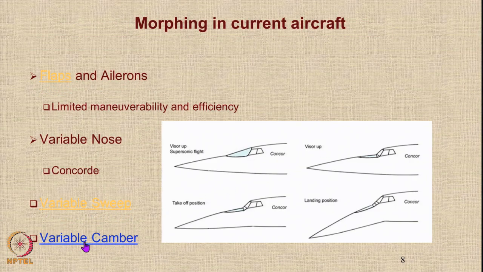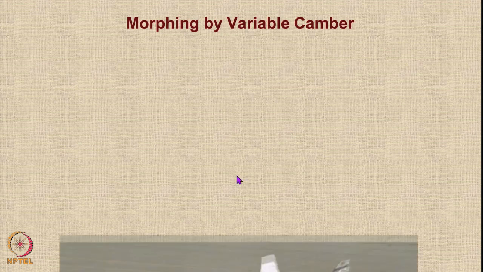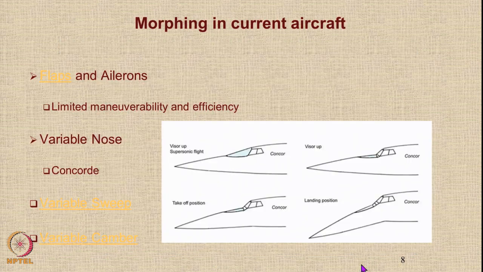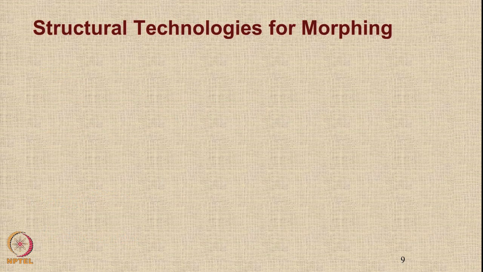We also have variable camber. Okay. In variable camber, such as this aircraft, the F-18 Super Hornet, you can actually change the camber of the wing to a desired value at various mission segments. But this experiment was ultimately not very successful, and it was concluded that the cost, complexity and the weight because of the morphing on a big aircraft like this by variable camber is more than the benefit. So, it was an experimental aircraft, but it has not been implemented in any production aircraft.